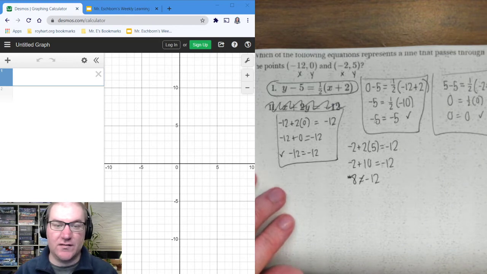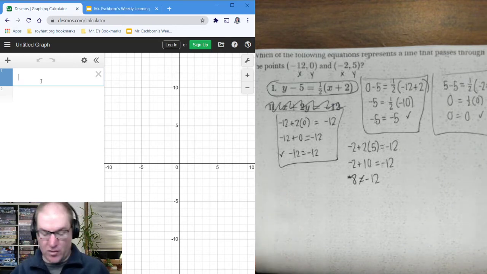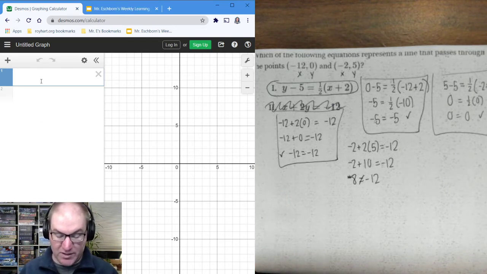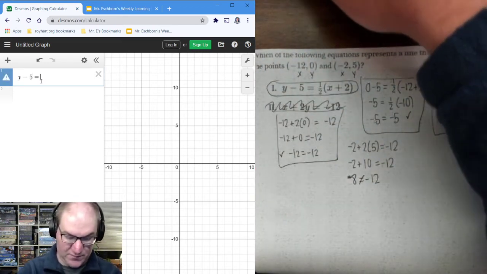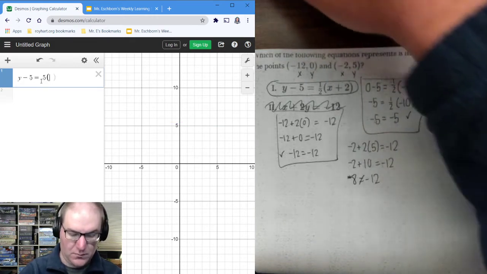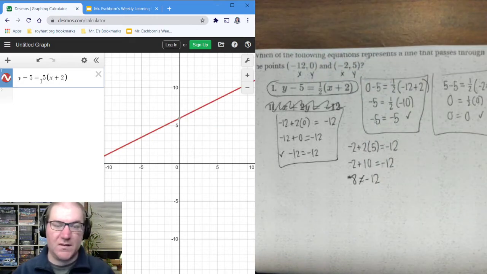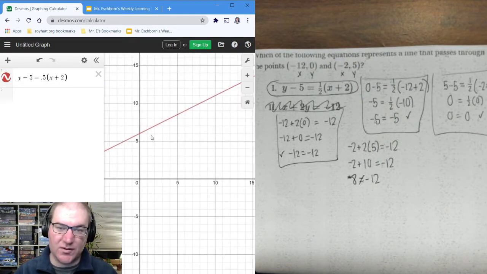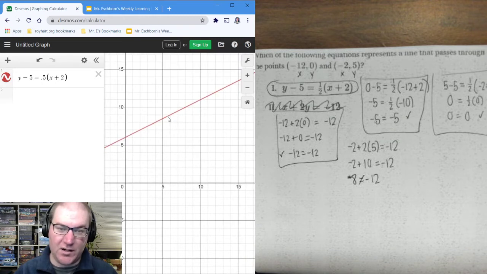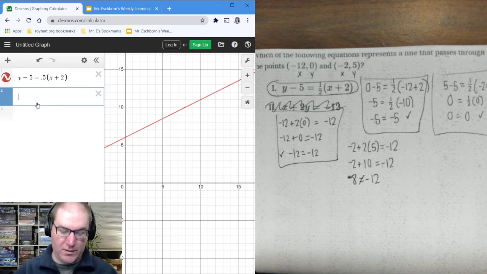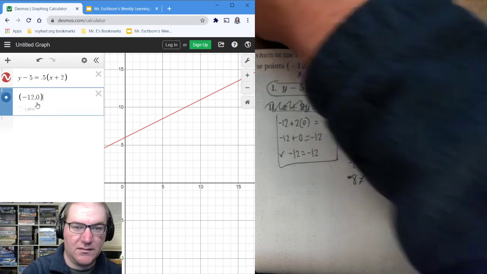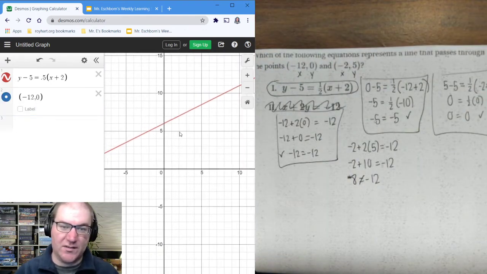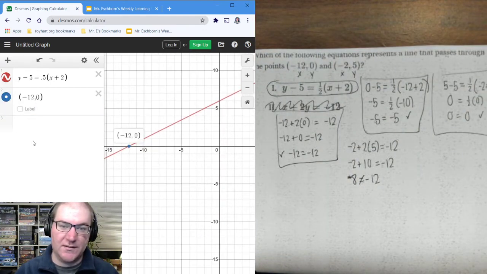Now let's look at how you do this graphically. To do this graphically, all I'm going to do is graph the equation. There it is. The equation has been graphed. And then I can hover over these points and try to find them. Or better yet, why don't I just plot them? (-12, 0). That should be on the graph somewhere. And look, there it is.